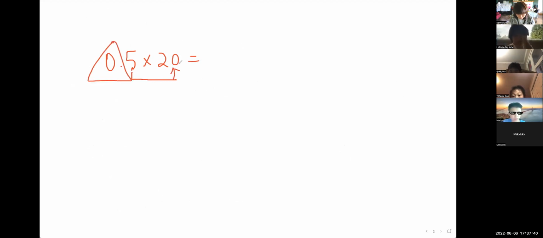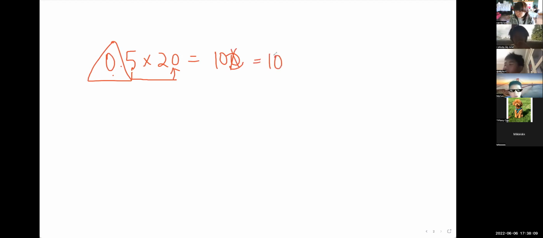So 5 times 20 equals what? 5 times 20 takes that long to think about? Come on, everyone, let's say it together. 100. 5 times 20 equals what, Maris? 100. 100, thank you. So there's a decimal, so you move it back. So the answer is 10.